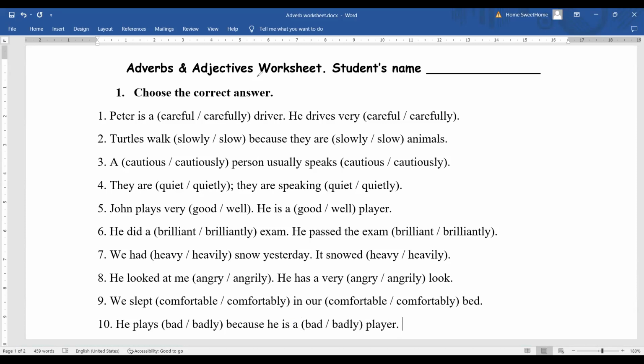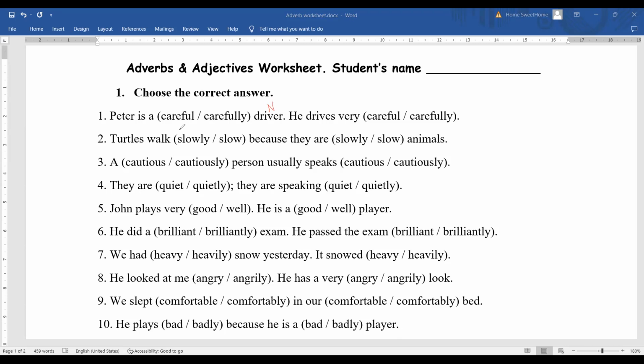So Peter is a careful or carefully driver. Here you need to find out what this word describes. Okay. So if a word comes and you see that there is a noun here, before the noun, you think that's definitely an adjective. And adjectives don't have the suffix ly, most of them, right? Carefully, only some. And this is definitely careful.